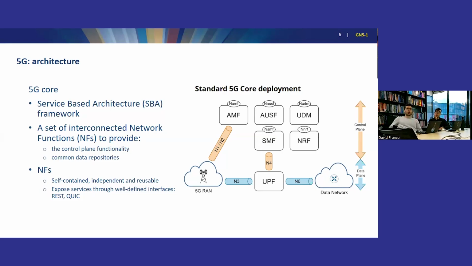Network functions are divided into control plane and user plane functions, as shown also in this slide. The control plane functions perform operations such as authentication and mobility management, and they are usually virtualized, so they can be deployed in cloud platforms such as Kubernetes. And then the user plane functions are responsible for the routing and forwarding. They have more stringent requirements and usually require specific hardware.